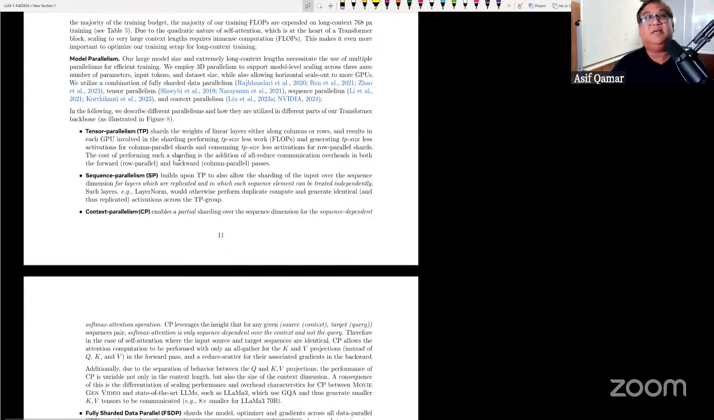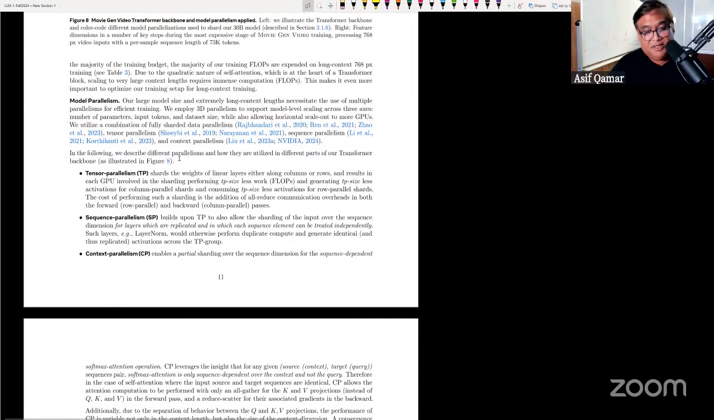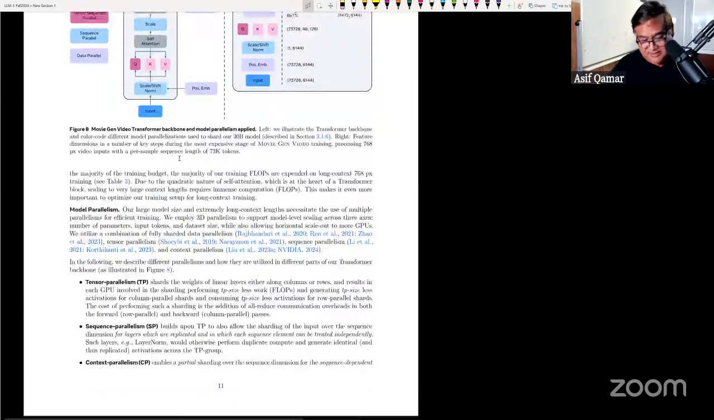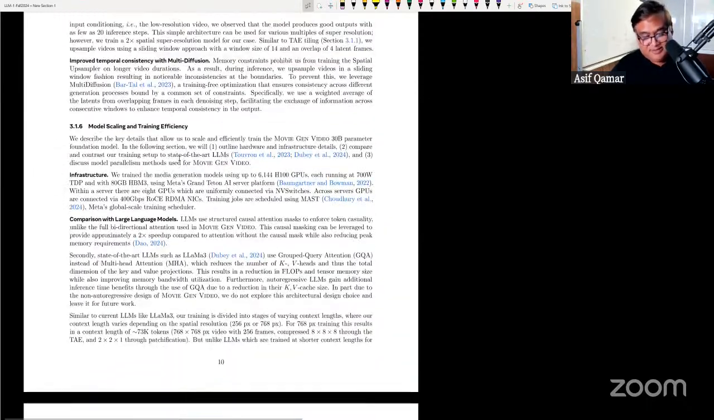This is a 93-page paper. If we go through every line, we'll be doing it till evening. And it's a beautifully written paper. But I want to emphasize some things. Look at this. This is a thing buried deep in the paper. Please pay attention to this big statement. We trained the media generation on 6,144 H100 GPUs, right?